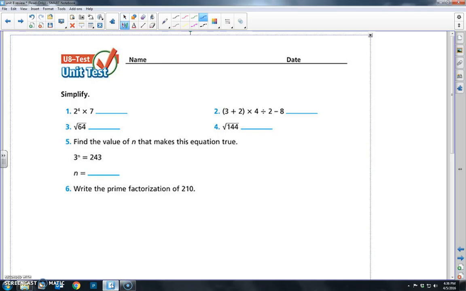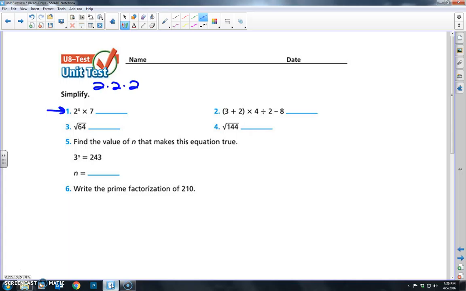All right, first one: 2 to the 4th power times 7. 2 to the 4th stands for 2 times 2 times 2 times 2, times 7. Now when you multiply that out, 2 times 2 is 4, 4 times 2 is 8, 8 times 2 is 16, 16 times 7 is 112. So our first answer is 112. Remember, 2 to the 4th power is not 2 times 4. That's a common mistake.